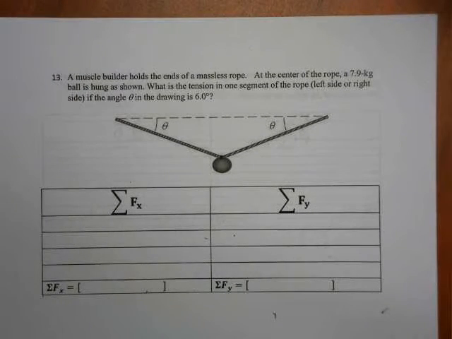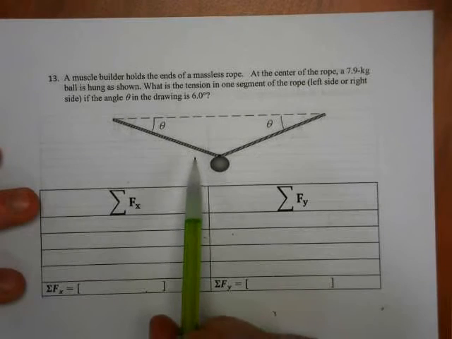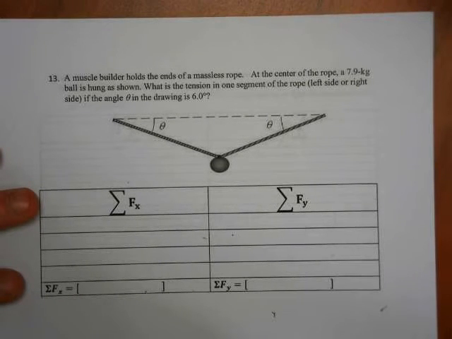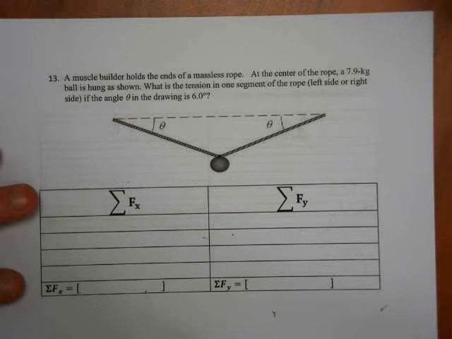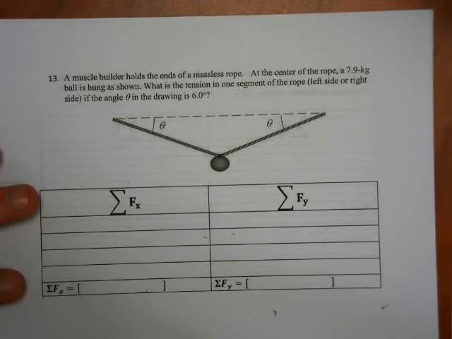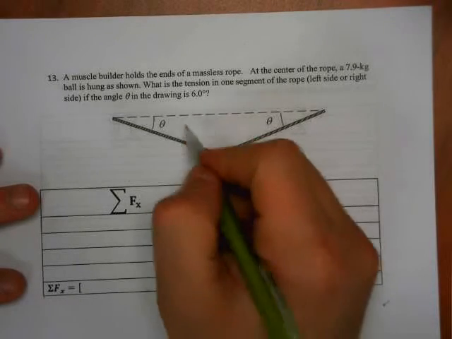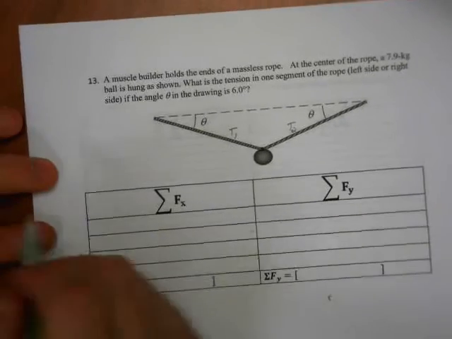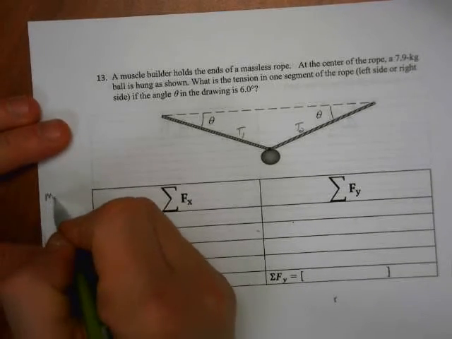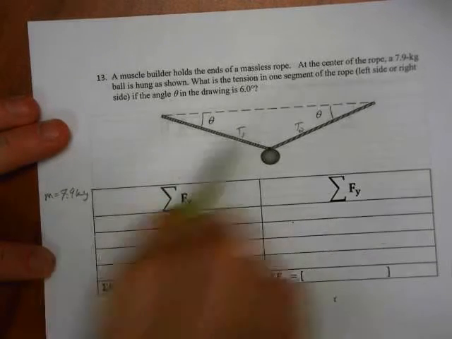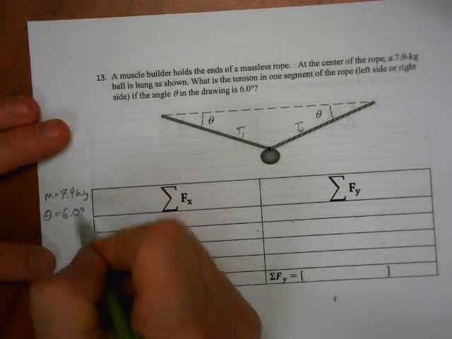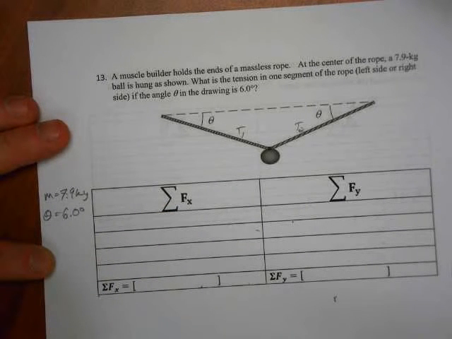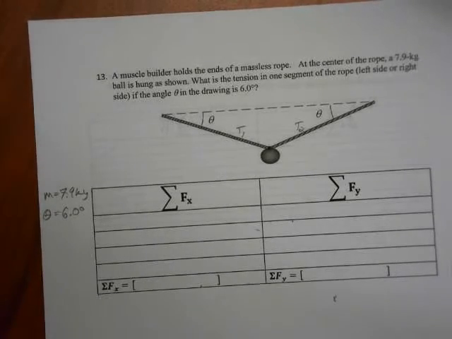All right, you got the muscle builder problem. With the guy holding the ends of the massless rope, at the center of the rope a 7.9 kilogram ball is hung as shown. What is the tension in one segment of the rope? And we're given the angle theta. I'm going to call this T1 and this T2. I'm going to write down everything we know. Mass equals 7.9 kilograms. Theta equals 6.0 degrees. And that's all they tell us right now.